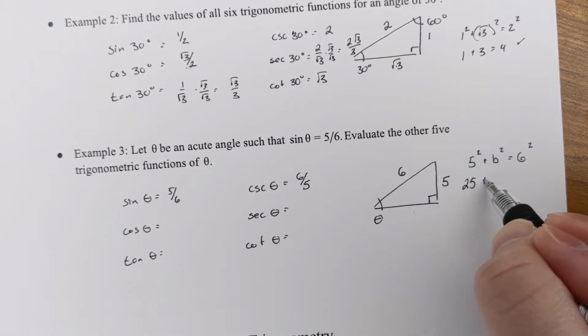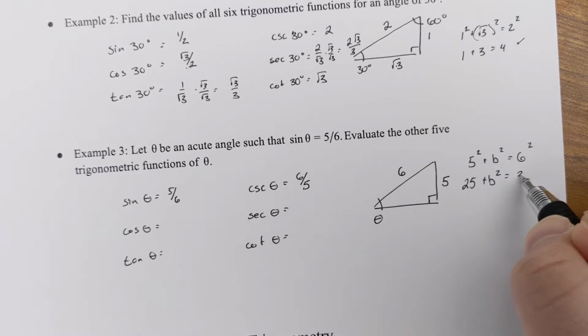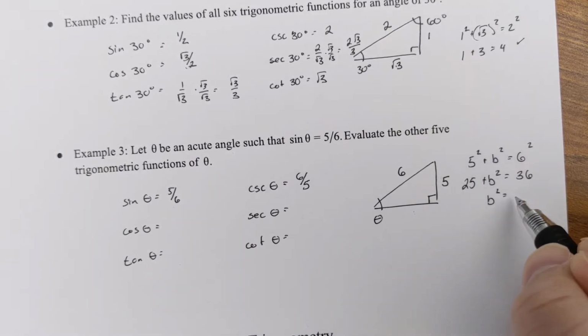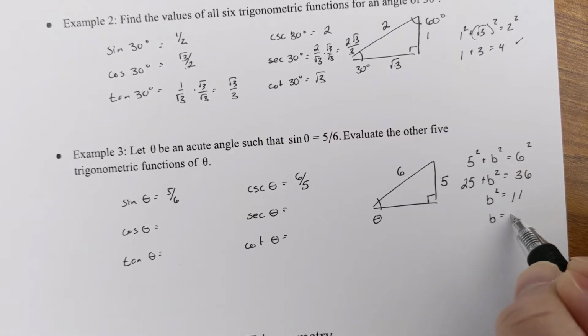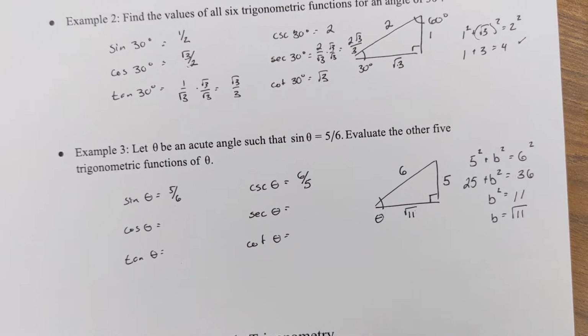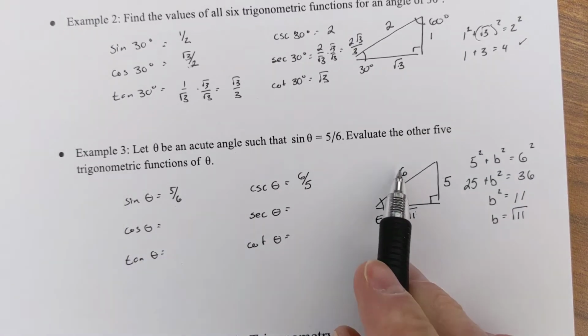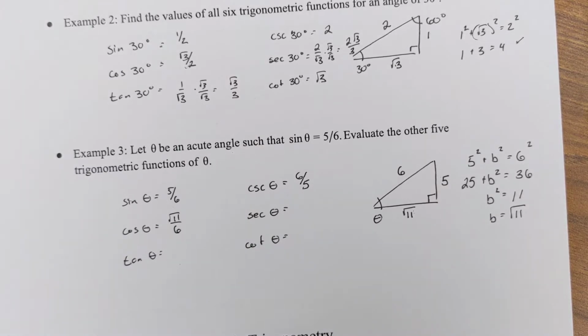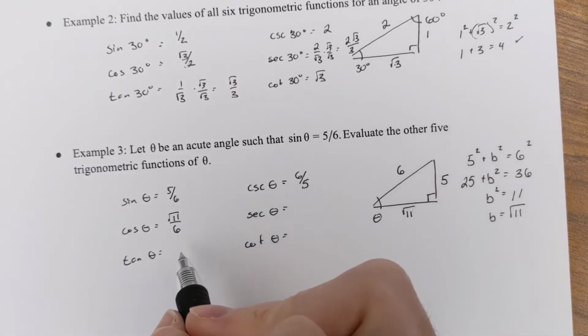So this is 25 plus b squared is equal to 36. So 36 minus 25 is 11. So b is the square root of 11. Now I can finish. Cosine is adjacent over hypotenuse, root 11 over 6. Tangent is opposite over adjacent.